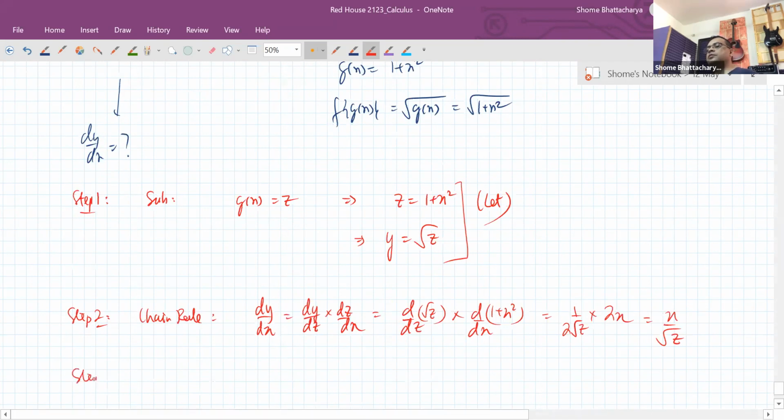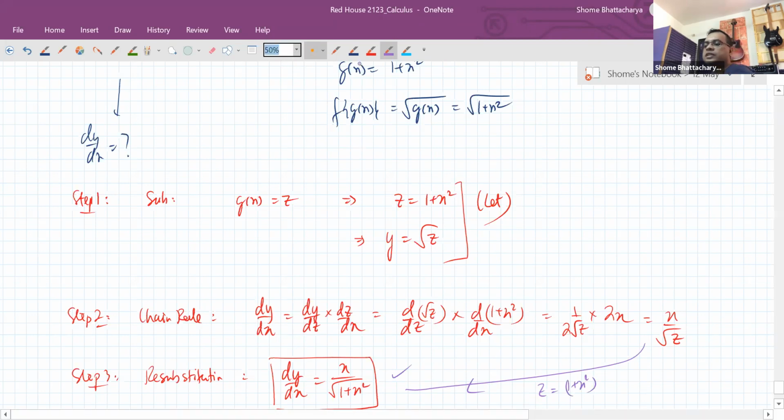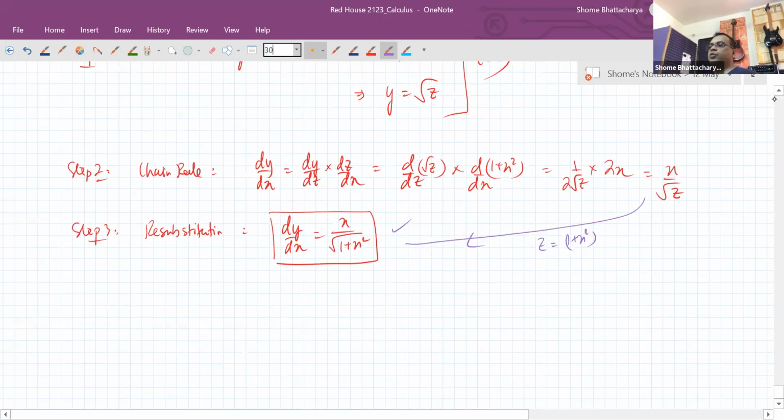Now the final step, the resubstitution step. In that we resubstitute z as what? 1 plus x square. So that becomes my final answer. So in the resubstitution step, all I'm doing is just resubstituting z as 1 plus x square. So I've got this. Okay, so with a bit of experience, you can do these steps more efficiently.